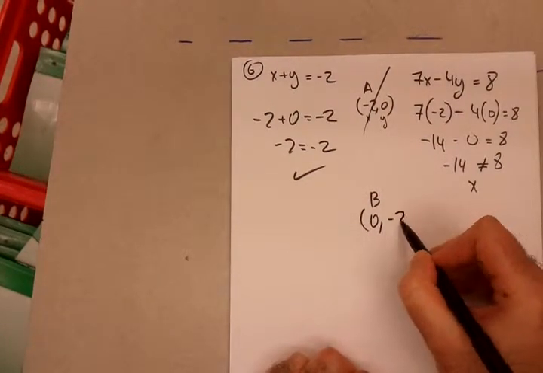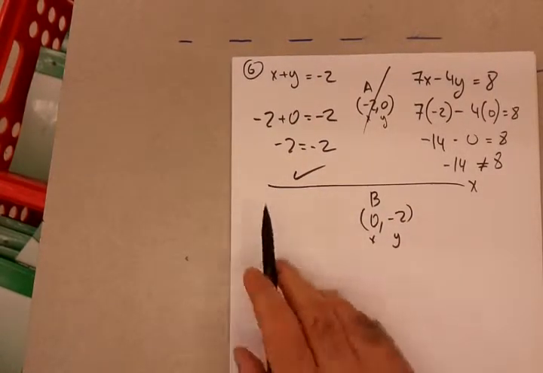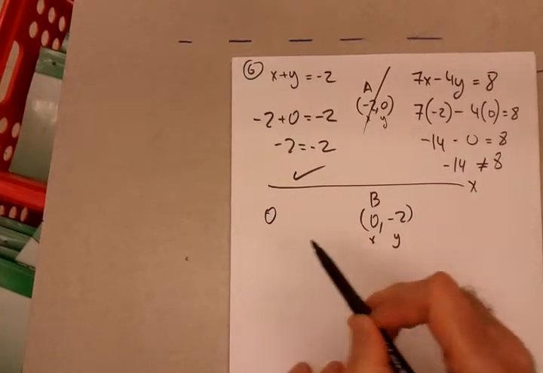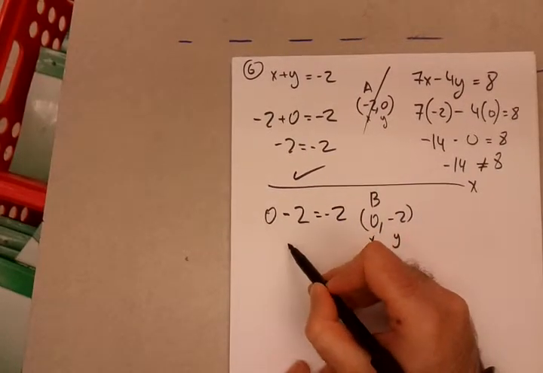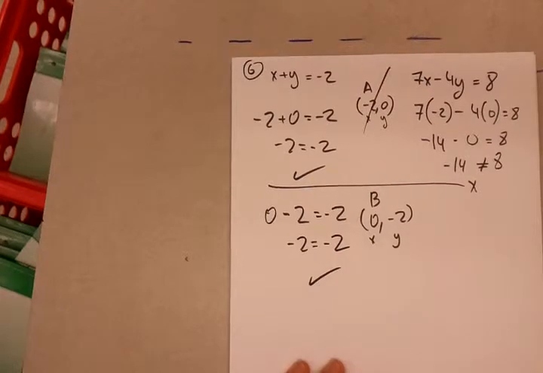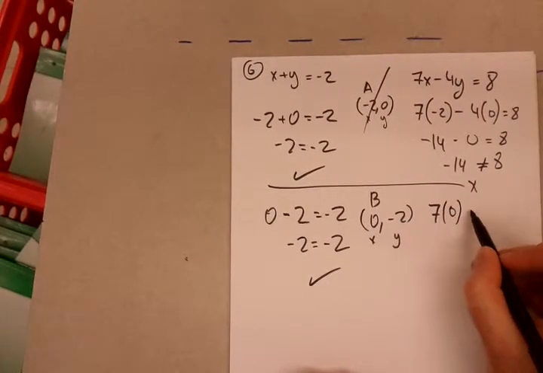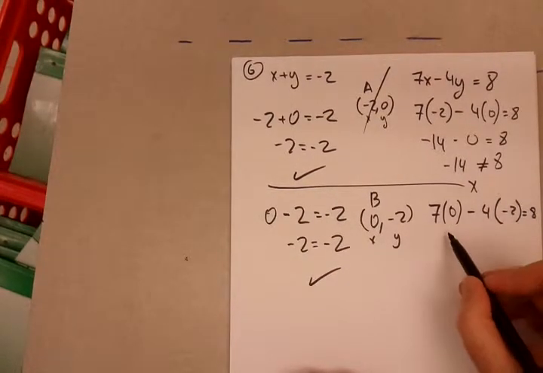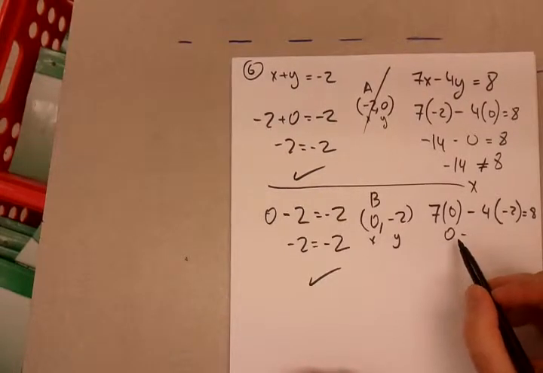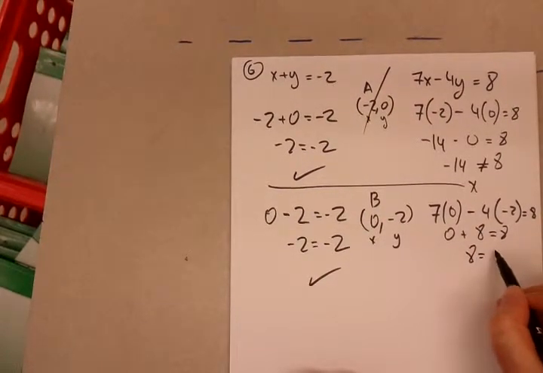B says 0, -2. That's x, that's y. Let's plug it in and see what works. So plugging in 0 for x, that's 0. Y, sorry, -2 for y, that's -2. So once again, seems like it's working for the left one, but it's got to work for the right one as well. So let's plug it in for the other one. X is 0, y is -2. Okay, 7 times 0 is 0, minus -4 times -2, negative times negative is a positive. 4 times 2 is 8, and 8 equals 8.